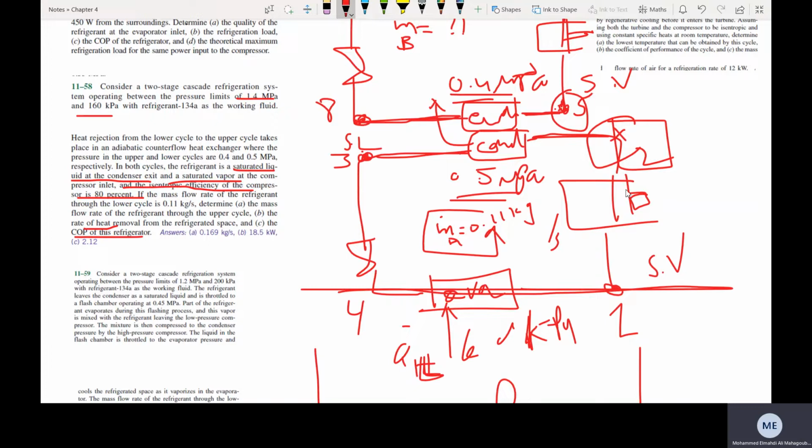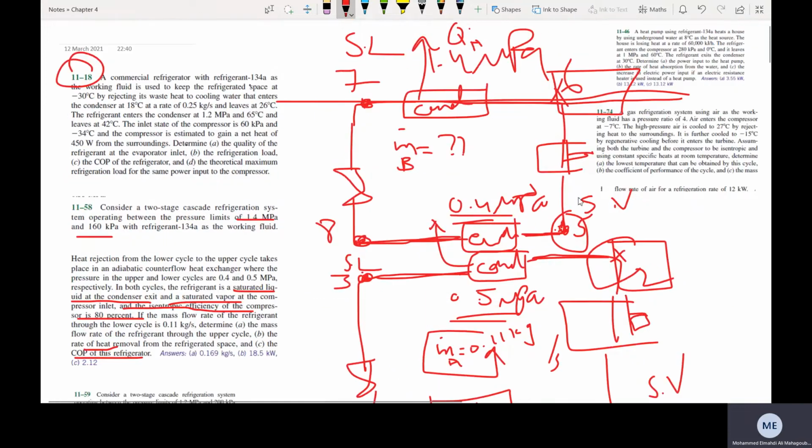Sorry, 0.5 is there, but 0.2 is not there. So first find the actual 0.2 and then work with the cycle. Or let me tell you something: you need to work through the whole cycle to find these, because you don't have 8, and then you need to go work with H7. Now H8 is going to be H7. Okay, this one is found. 3, we can find it. 5, yes, it can be found because it is saturated vapor.